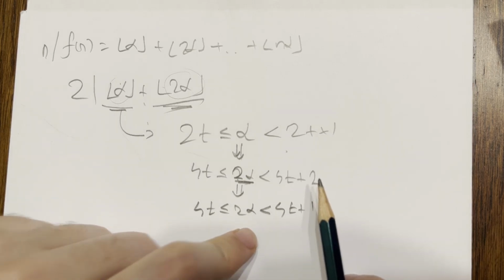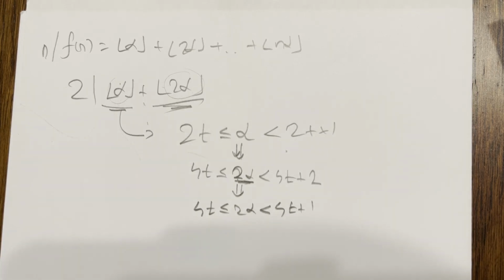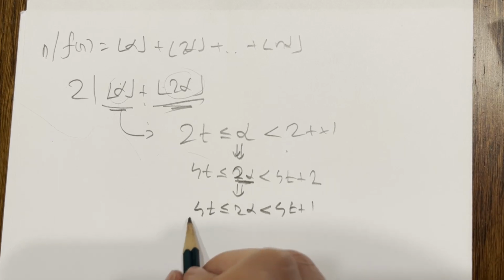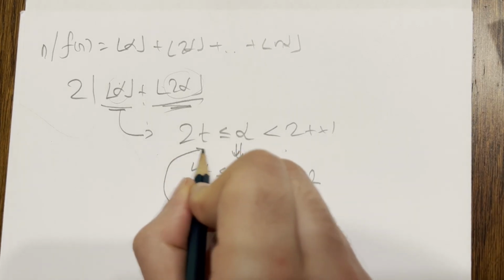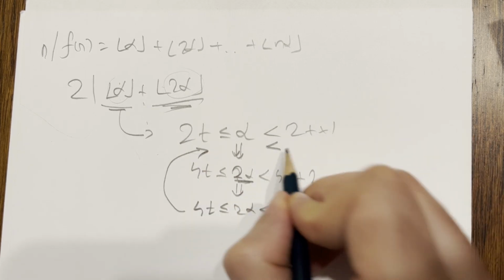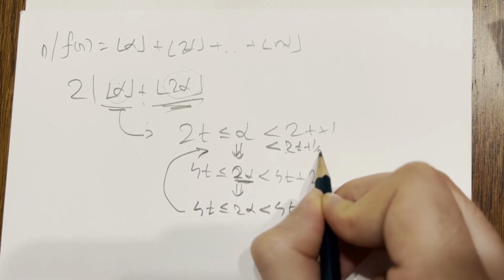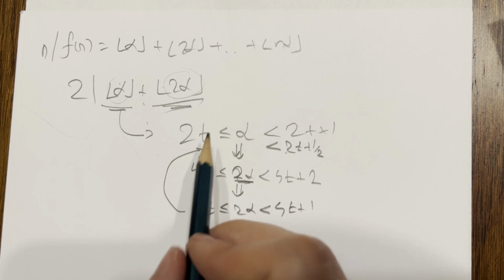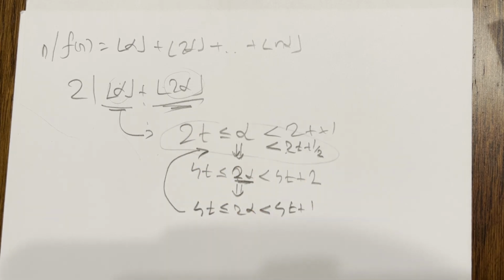This is a key idea, a key fact when playing around with these floors. If you don't understand it, pause for 5 minutes and think about it. So now this implies that once we divide again by 2, alpha is in fact less than 2t plus a half. Now we have a better constraint on alpha in this case.